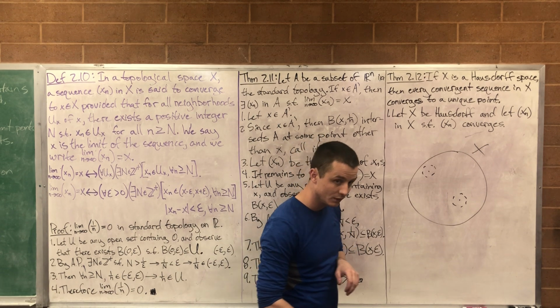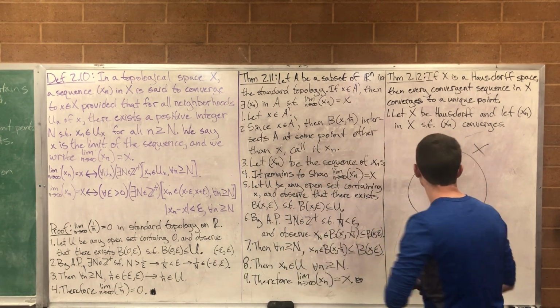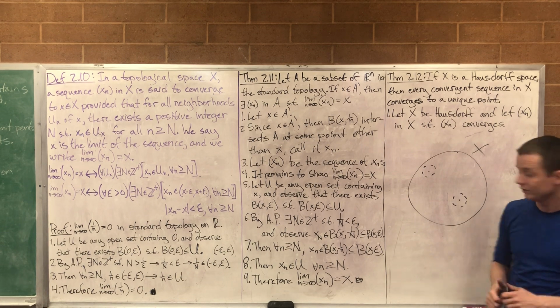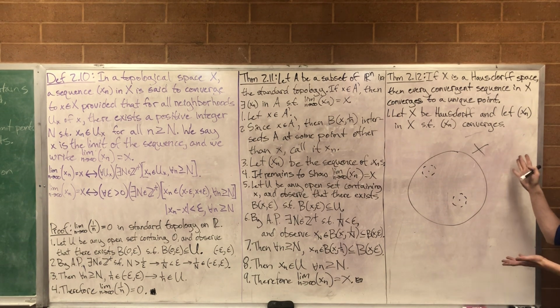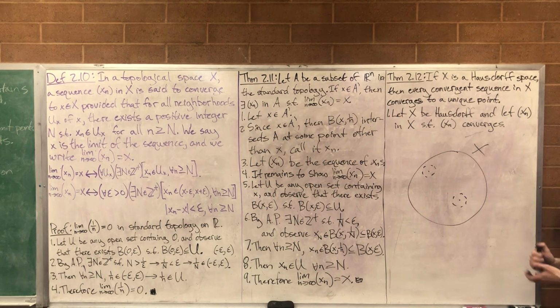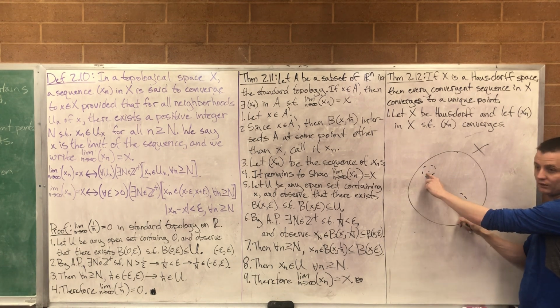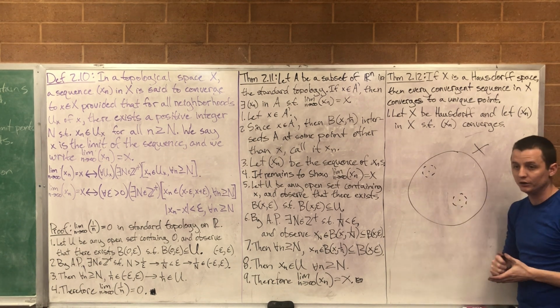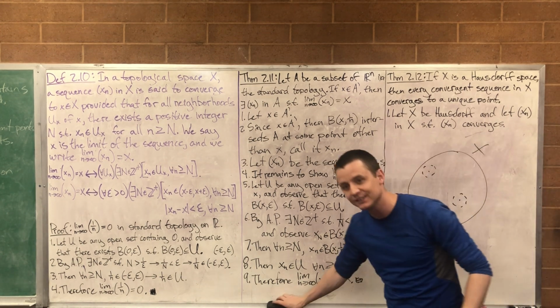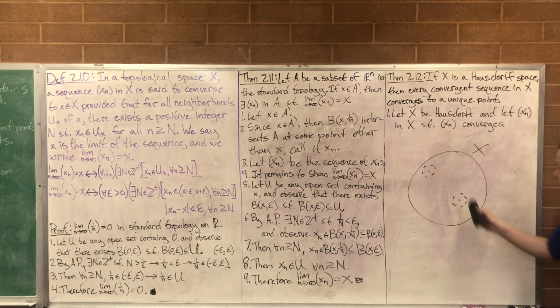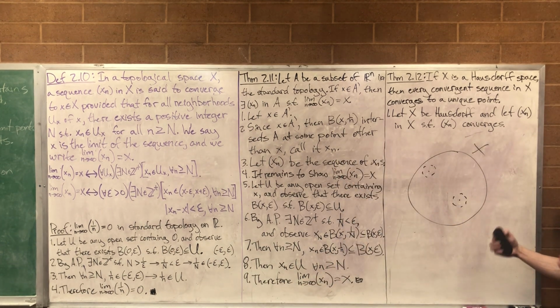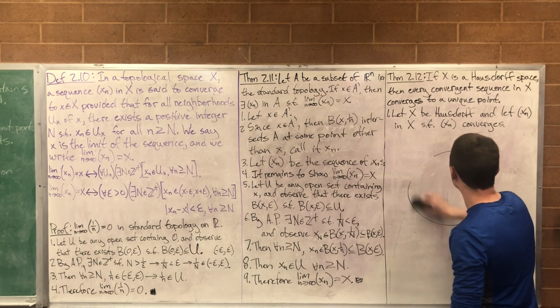Okay. Hausdorff is a property of a topological space. So I have some topological space X. It's Hausdorff if and only if, for any two points I pick, I can find open sets containing those points that don't intersect. Or I can find neighborhoods containing those points that don't intersect. Okay.